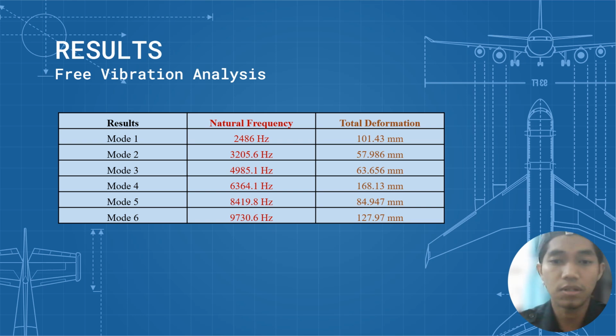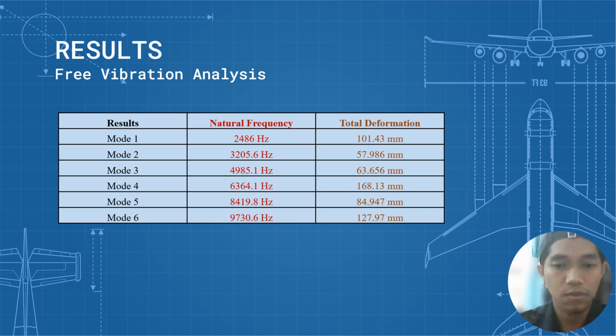In the fourth mode, the natural frequency is 6,364.1 Hz, but the total deformation jumps to 168.13 mm. This significant deformation suggests a mode shape that could involve complex bending or twisting of the bracket. And the fifth mode shows an even higher natural frequency of 8,419.8 Hz with a deformation of 84.947 mm. The reduction in deformation compared to the first mode indicates a different vibration pattern, potentially involving less overall movement of the structure.